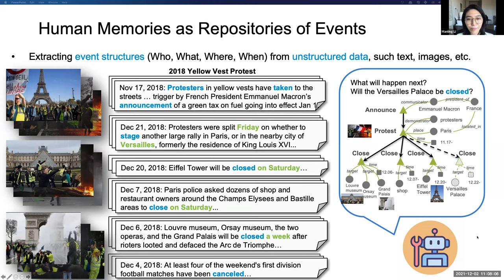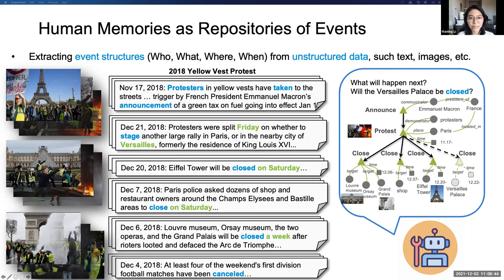After getting the basic information, maybe we will get other questions about what will happen next. For example, we were wondering whether Versailles Palace will also be closed. In order to do this kind of prediction, we need to put events together and check them in a global view. For example, events are connected through arguments. Like here, the person who announced the text is the president of France. So the protests are actually happening in Paris, which is the capital of France.